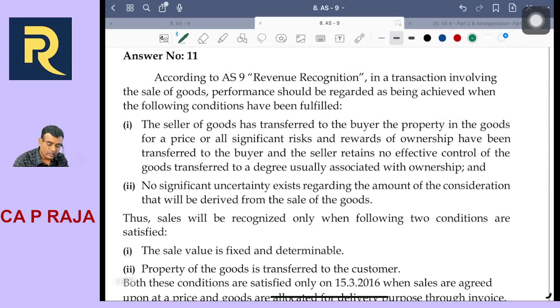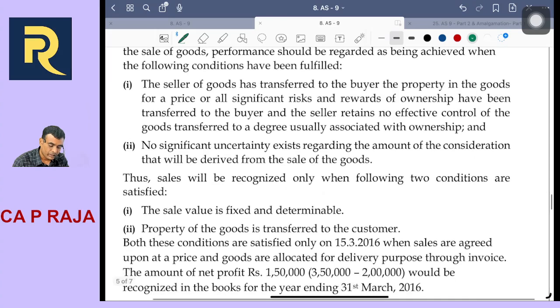Okay, A is 9. Transaction involving sale of goods. Performance should be recorded as being achieved when the following conditions have been fulfilled. The seller of goods has transferred to the buyer the property in the goods for a price, all significant risk and reward of ownership have been transferred to the buyer, and the seller retains no effective control of the goods transferred to a degree usually associated with ownership, and no significant uncertainty exists regarding the amount of the consideration that will be derived from the sale of goods.